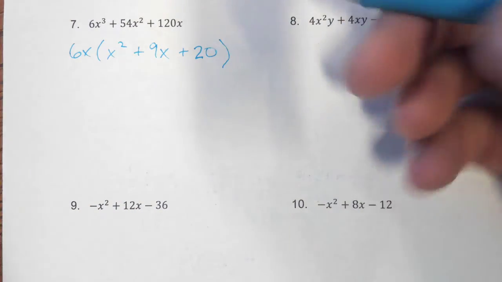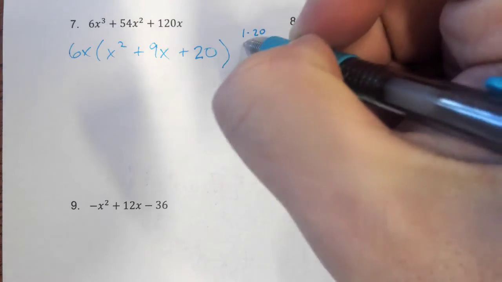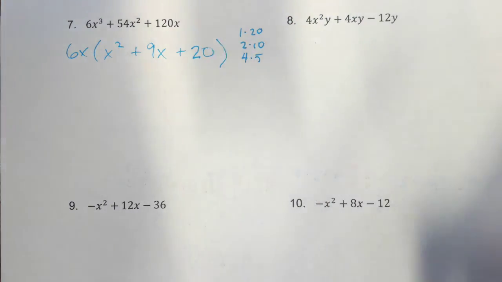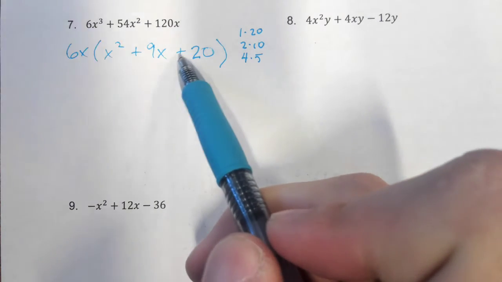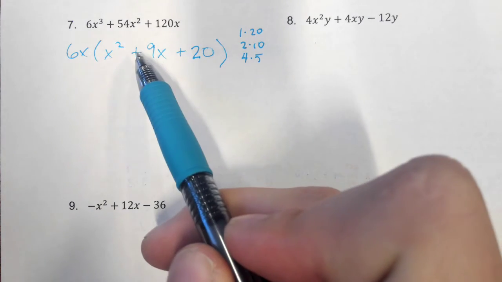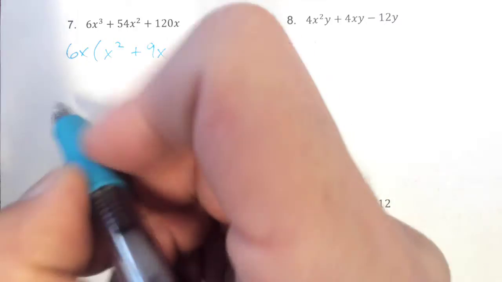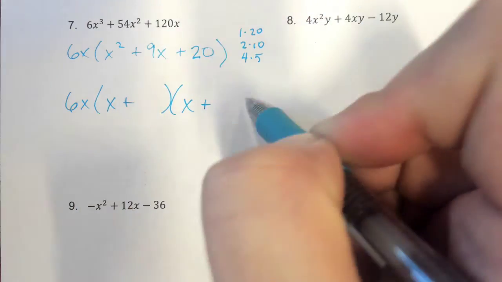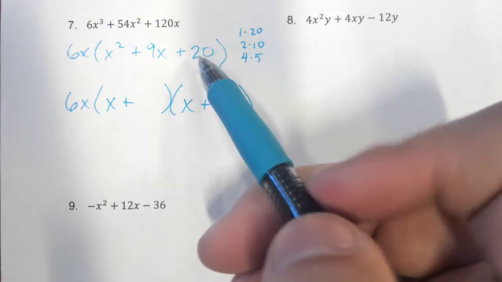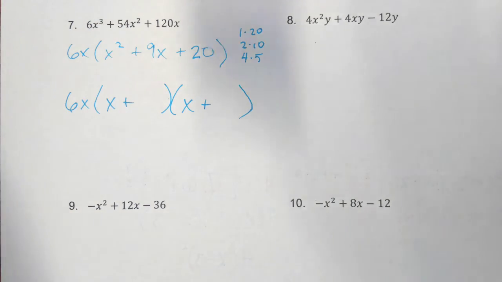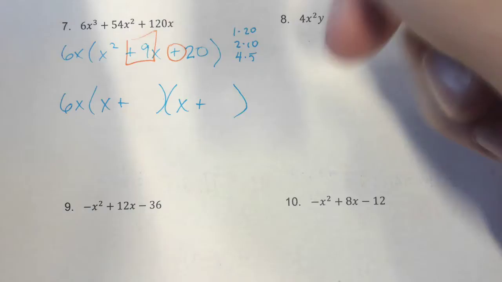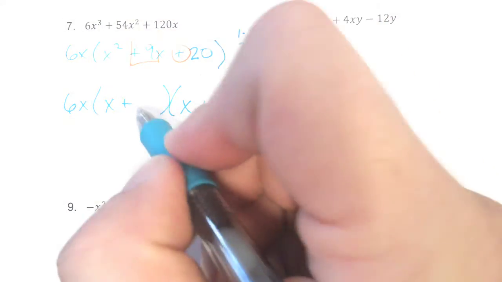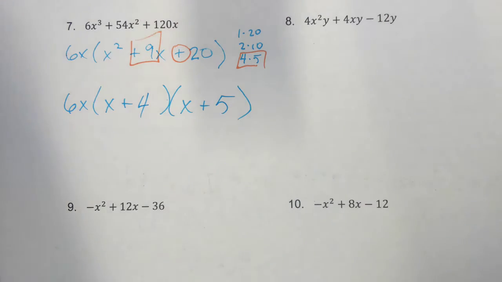Go ahead and write those factors of 20. They are 1 times 20, 2 times 10, and 4 times 5. And then my third sign is positive, so I adopt the sign of my second for both. So that's going to be x plus and x plus. And which factors of 20 add to get to 9? Well, 4 and 5 right there, they add to 9. So drop them in, 4 and 5.